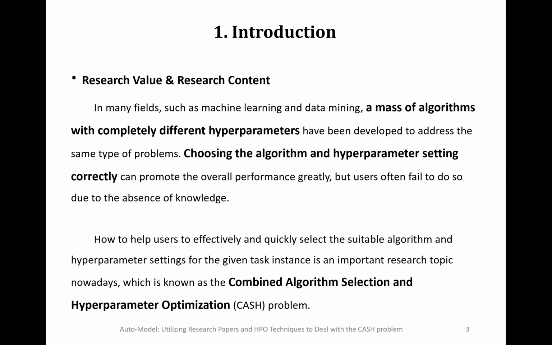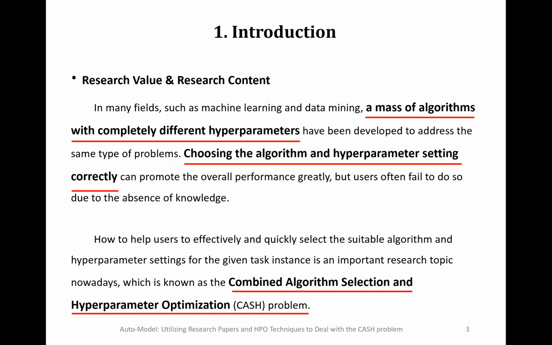In many fields, a mass of algorithms with completely different hyperparameters have been developed to address the same type of problems. How to help users to correctly and quickly select the most suitable algorithm and hyperparameter setting for the given task instance is a very important research topic nowadays, and this is known as the CASH problem.